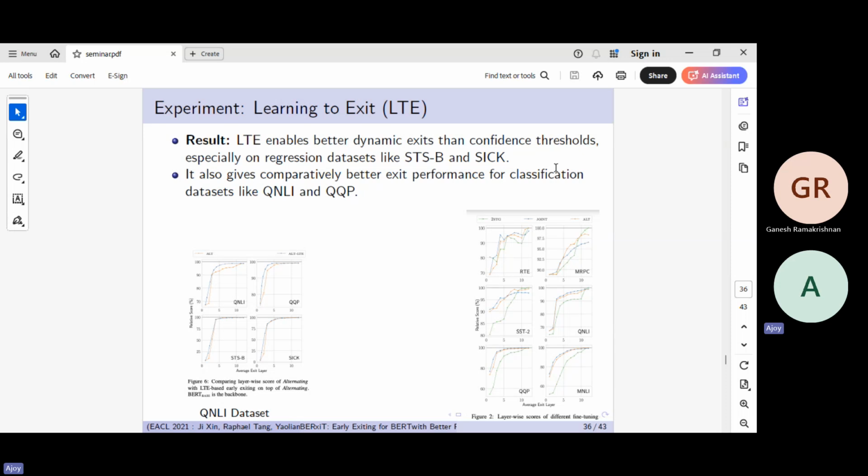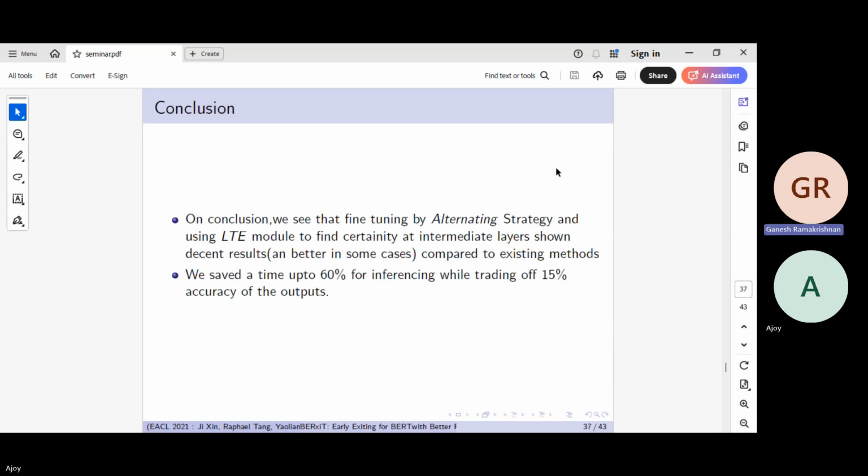So here are the results, like the two-stage performance. You can skip the results, we are running out of time. So that's the conclusion. By fine-tuning, alternating, and using the LT module, where the LT module is just to get the exits, otherwise exit by measuring the confidence level at the layer. The alternating strategy itself is giving them gains. This is giving them better exit results.